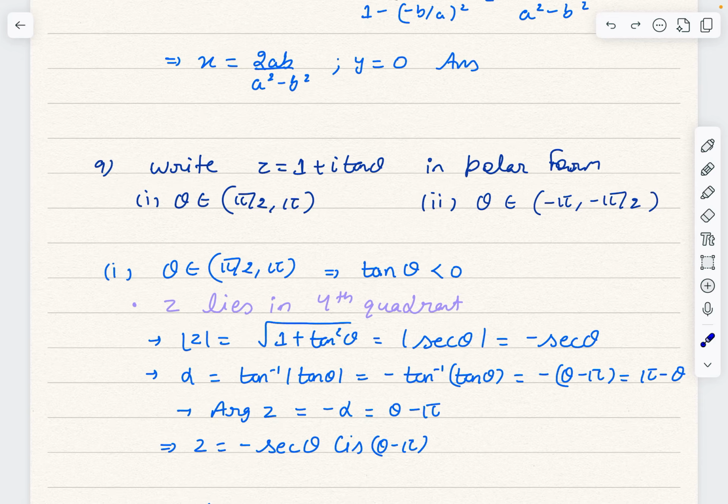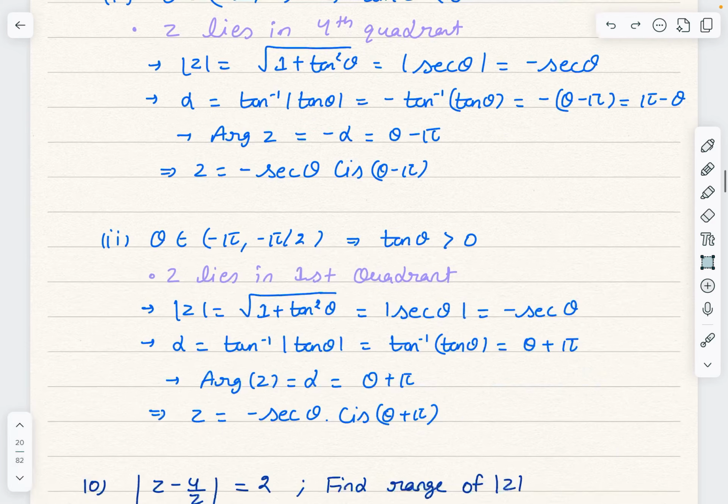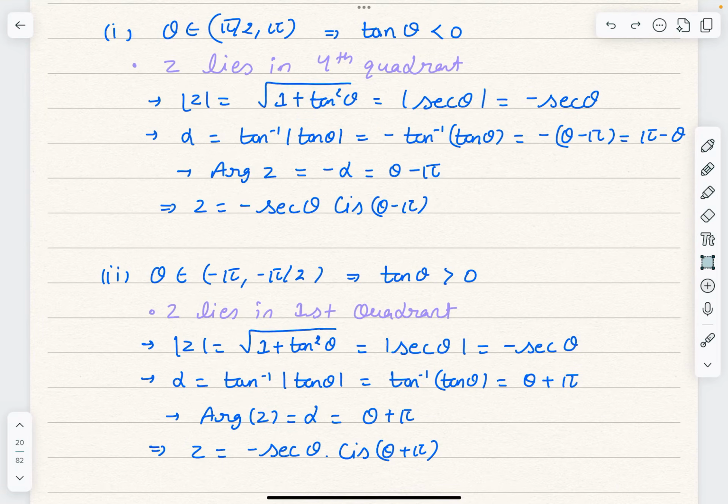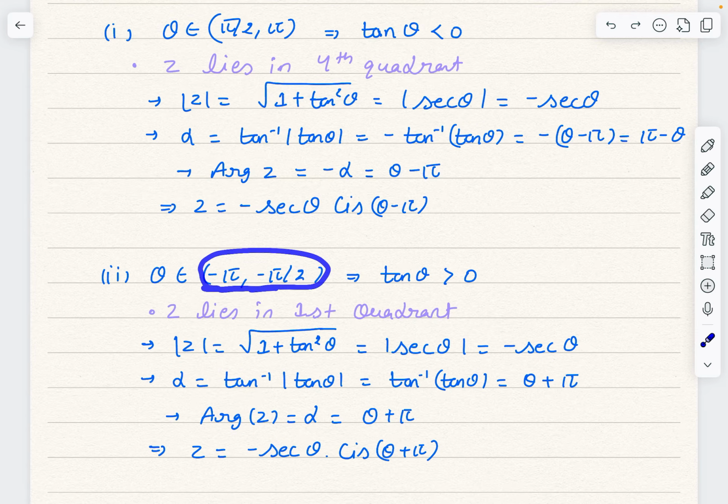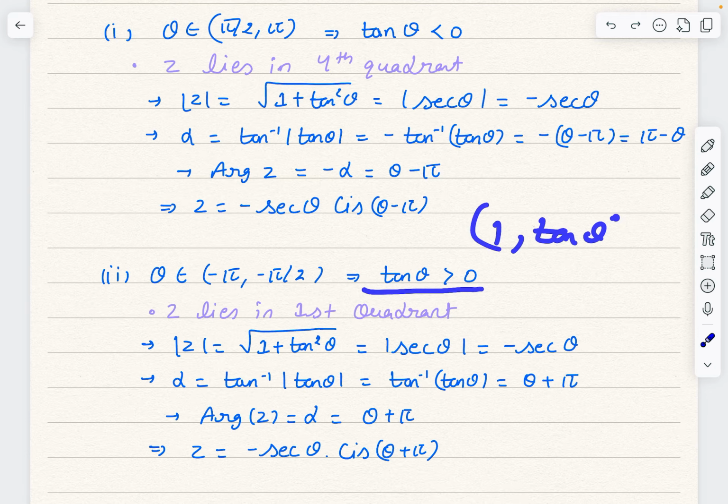Pause the video. Let us start now. For the second part, we get minus secant theta cis of theta plus pi. So here mod is the same, minus secant theta, but the argument is theta plus pi. See how? So theta belongs to minus pi to minus pi by 2. You will see this is nothing but the third quadrant where tan will be positive. So tan is positive. The coordinates were 1 comma tan theta. So the complex number will lie in the first quadrant.